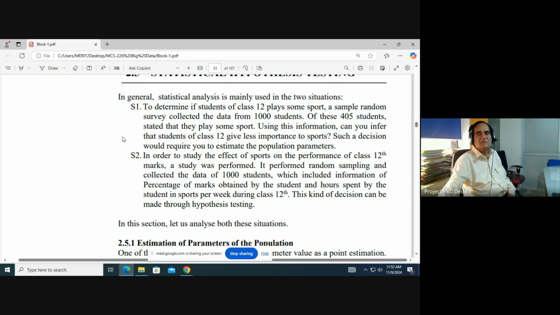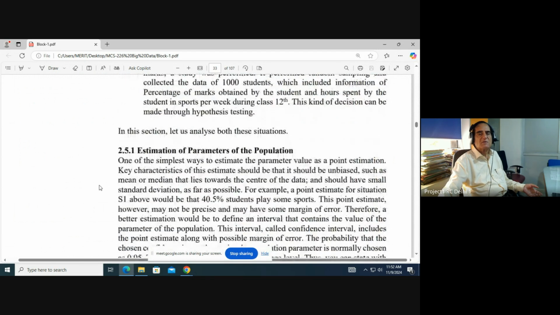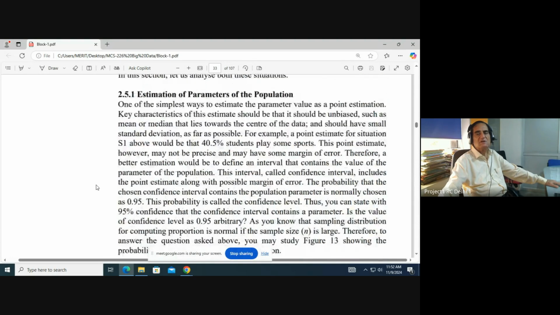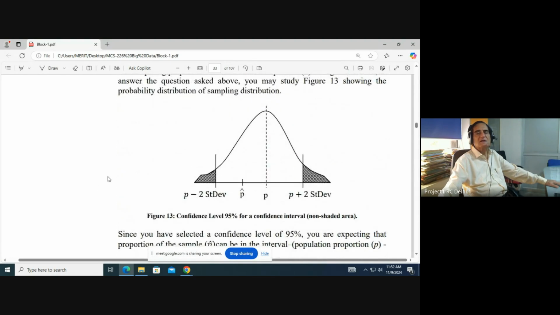In order to study the effect of sports on performance of class 12, you see 1,000 students, hours spent by students in sports and all that. But now people are spending more time in sports because of the culture of better studies. One of the simplest ways to estimate the parameter value is point estimation. Key characteristics of this estimate should be that it should be unbiased, such as the mean or median that lies toward the center of the data, and should have a small standard deviation as far as possible. So these are the type of things you can do.